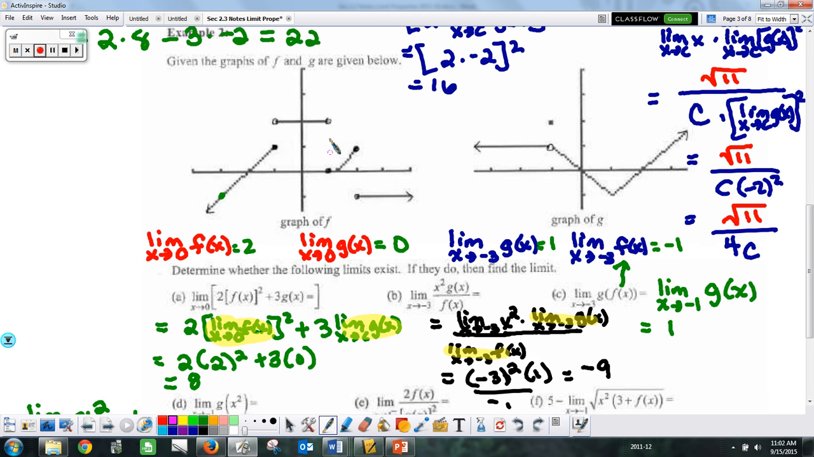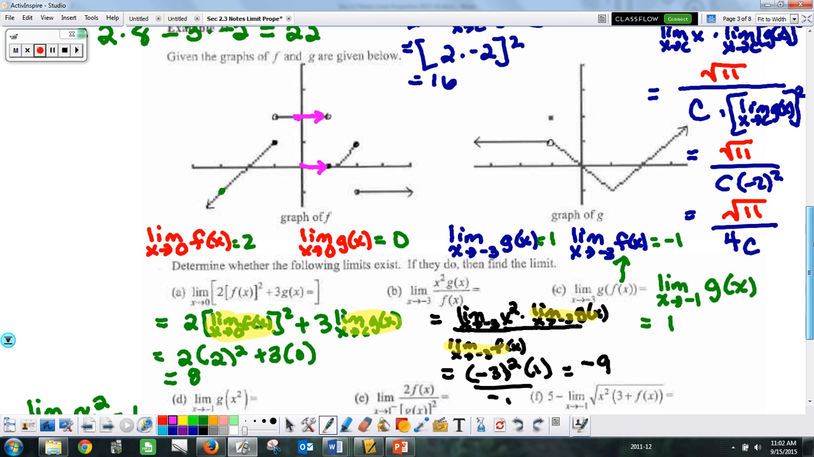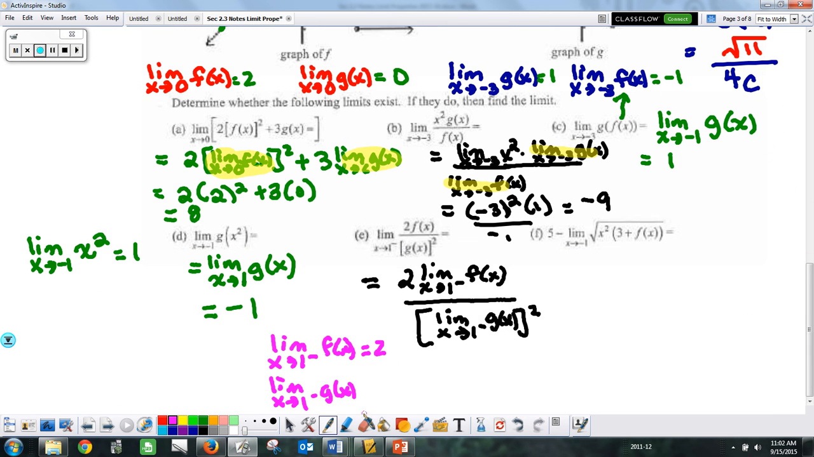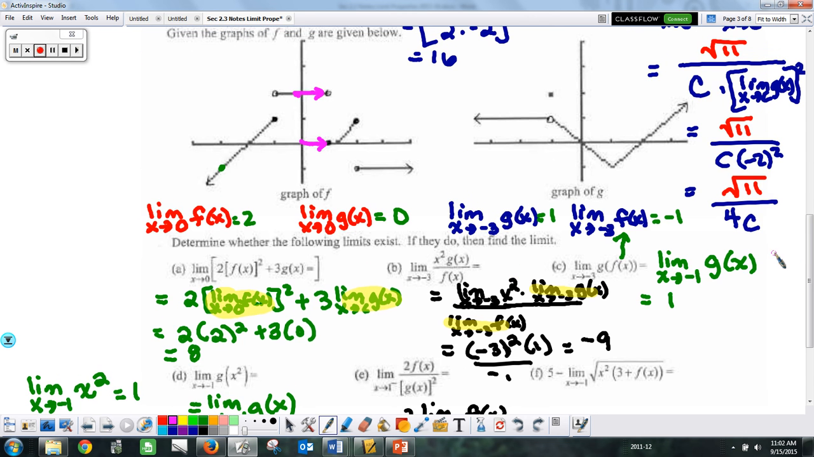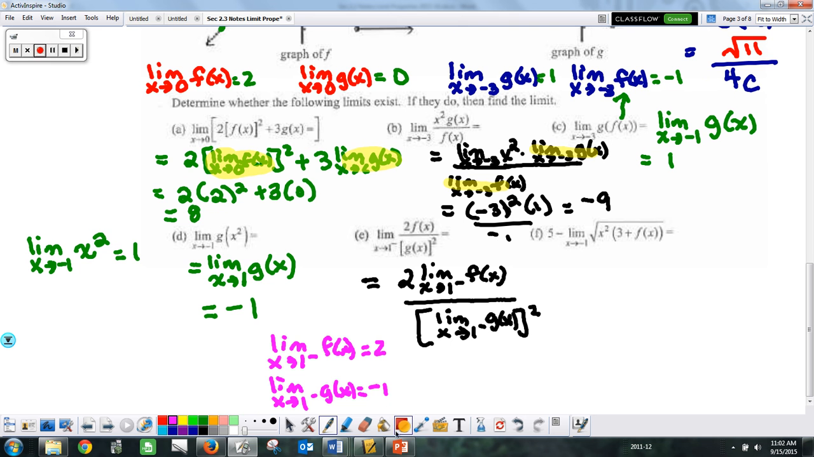So I'm going to go up to my graphs and find those. On f, jump discontinuity, but I'm doing a left limit. I'm on the left side, and as I head toward x equal to 1, the y values are headed toward 2. So the left limit is 2. For g as x approaches 1, here's my 1. The left limit and the right limit are the same there, and it's going to be negative 1. So we have negative 1. Those are the two things that I'm going to use in my properties.